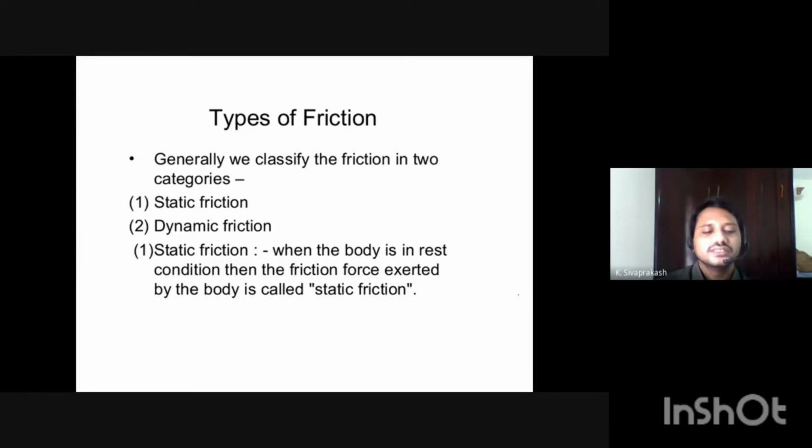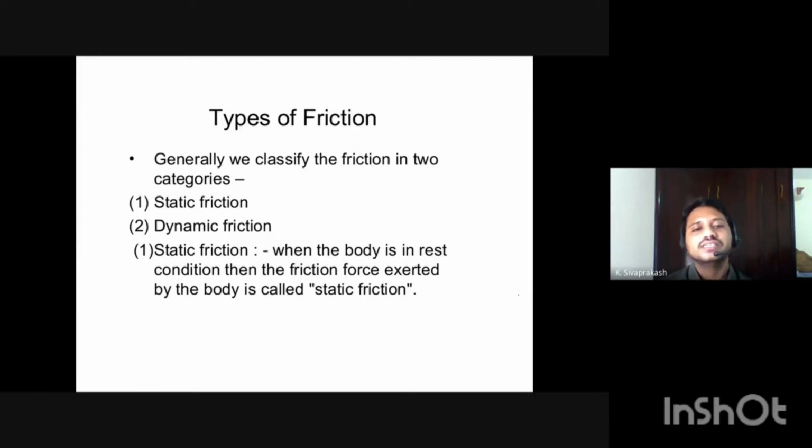Generally, we can classify friction into two types. One is static friction, and one is dynamic friction. We should know the difference between static friction and dynamic friction. What is the difference between them? Now let us see what static friction is.